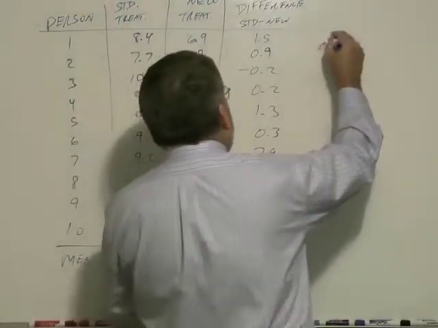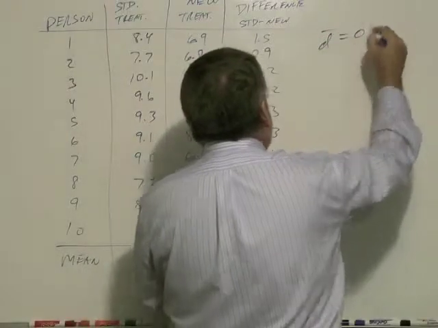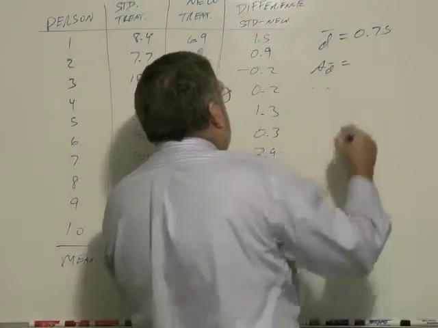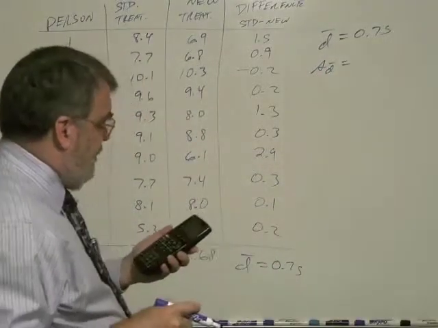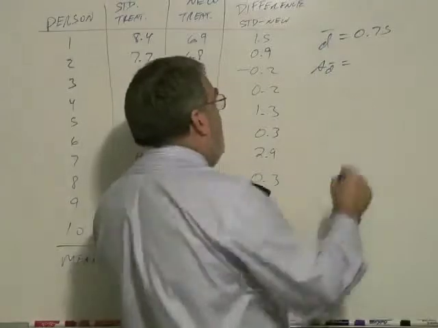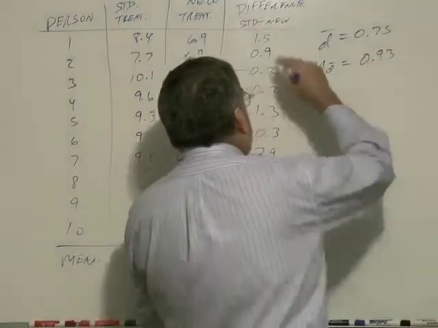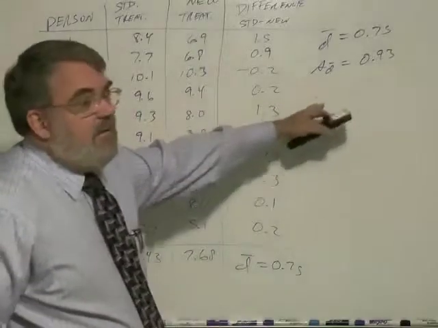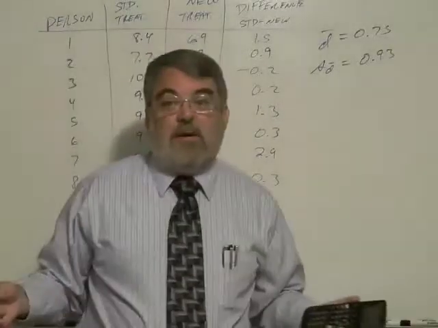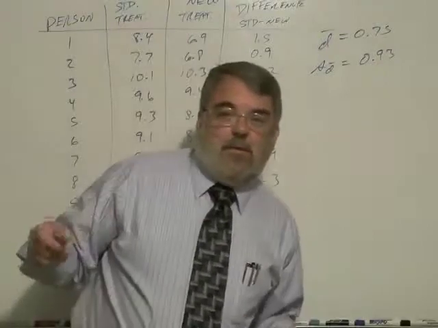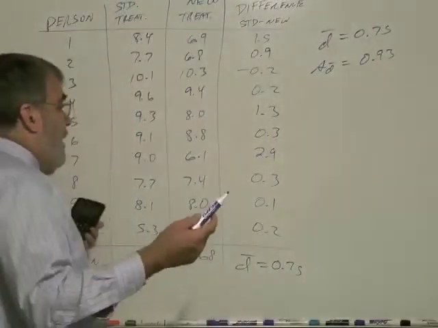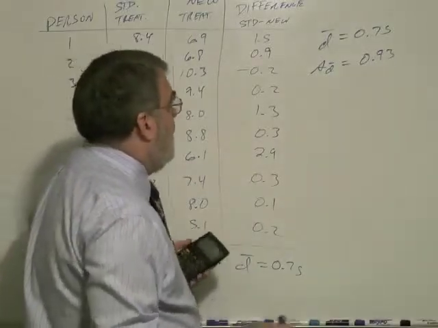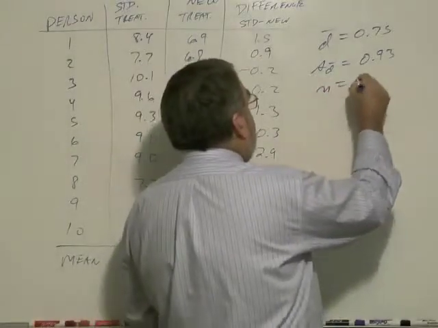So yeah, the mean difference, D bar, was 0.75. The standard deviation of the differences is 0.93. I had to calculate the standard deviation. I don't expect you to do these calculations here. A problem like this, I will give you the calculation, and then you work with it from there. It's not a number crunching class, so I'll give that to you. And sample size was 10.